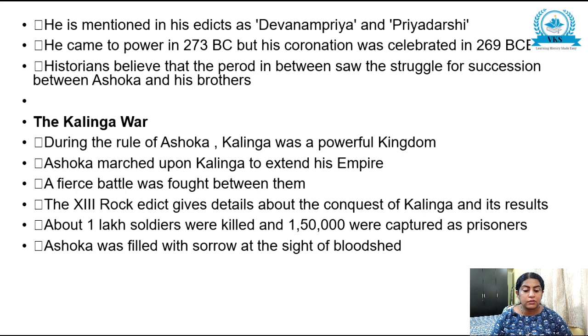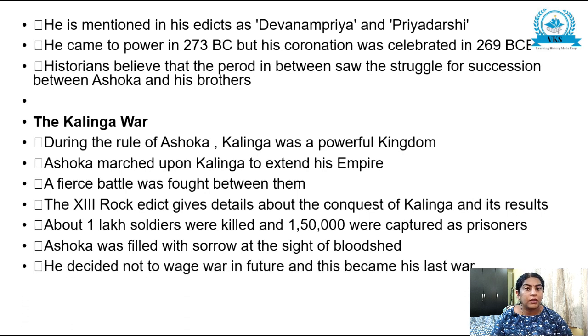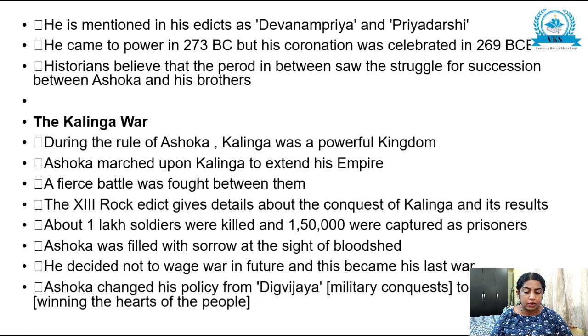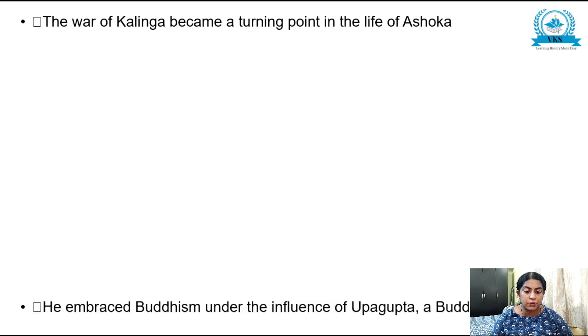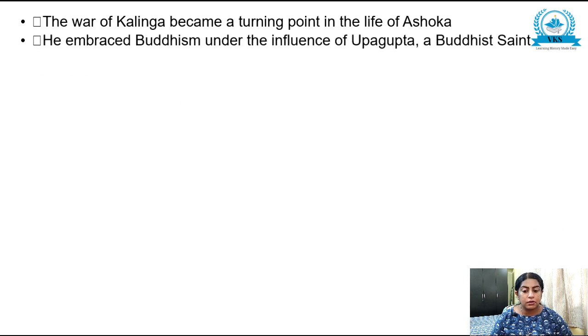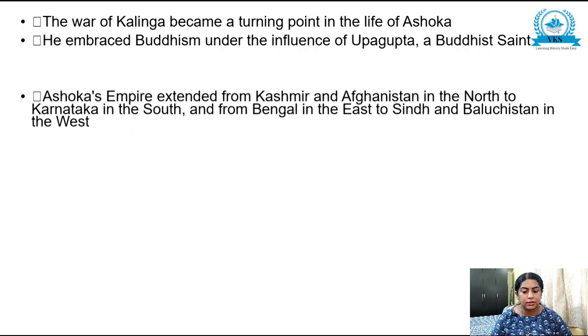Ashoka was filled with sorrow at the sight of bloodshed and he decided not to wage war in future, and this became his last war. Ashoka changed his policy from Digvijaya, that is military conquest, to Dharma Vijaya, that is winning the hearts of the people. The War of Kalinga became a turning point in the life of Ashoka. He embraced Buddhism under the influence of Upagupta, a Buddhist saint.